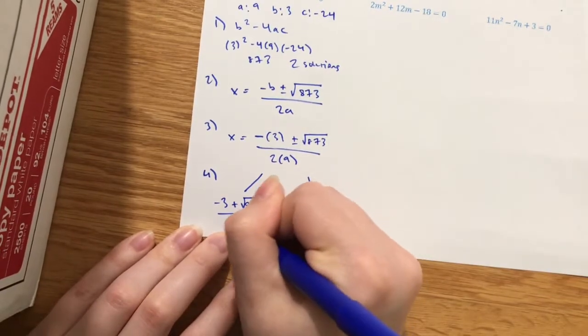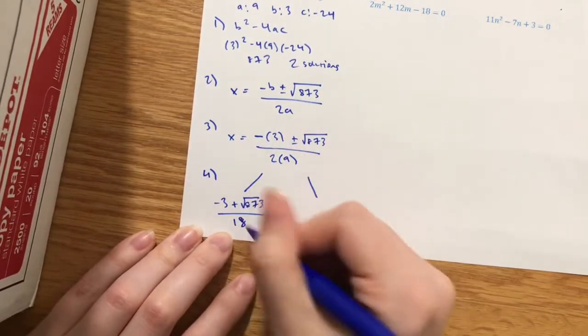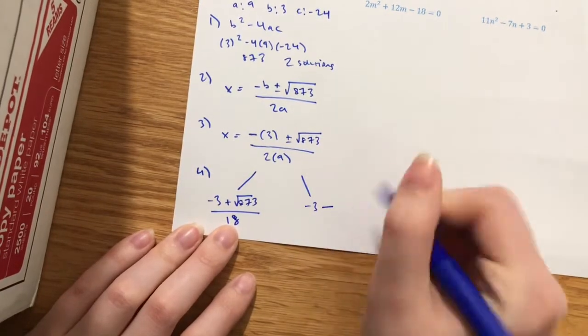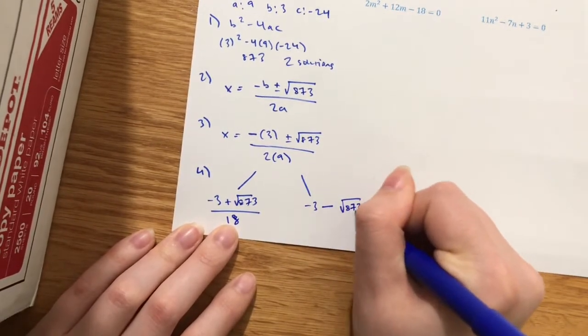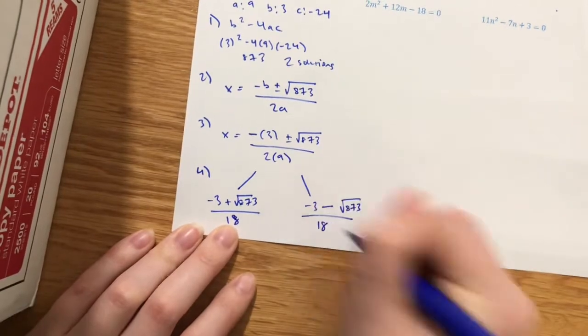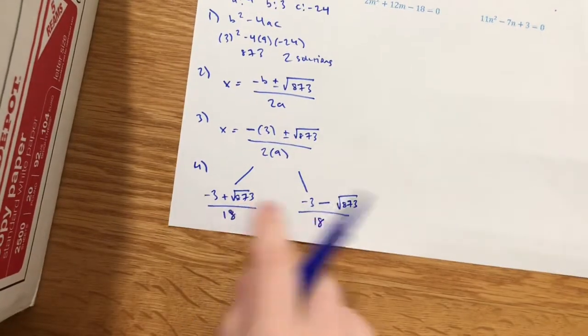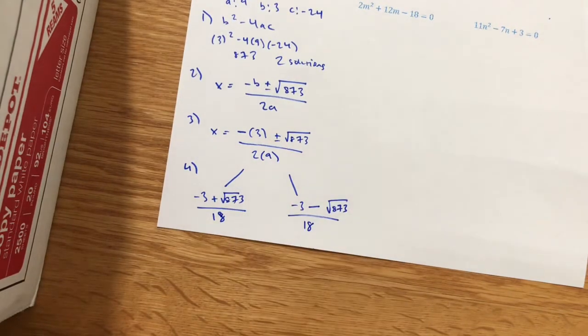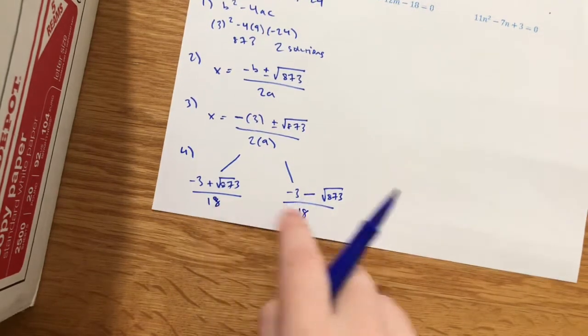And if you want, you can just type all of this into Desmos. I'm just doing the simple stuff real quick. And then this one is negative 3 minus root 873 over 18. And you have to type them in separately on Desmos because it doesn't do the plus or minus. The reason why we use the plus or minus is because it's just a quick way to write both solutions without having to write both of these things out because they're really similar.